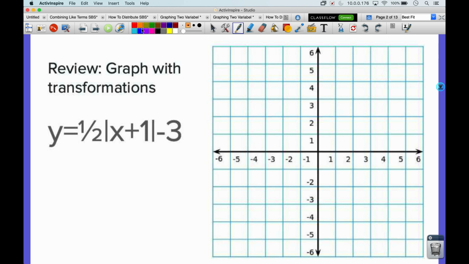So what we're going to do is transform our parent function of y equals the absolute value of x using the values in the equation. So I'm just going to dot in y equals the absolute value of x, and now this shape here is going to be moved in the following ways. This 1/2 in front is going to cause a vertical compression.